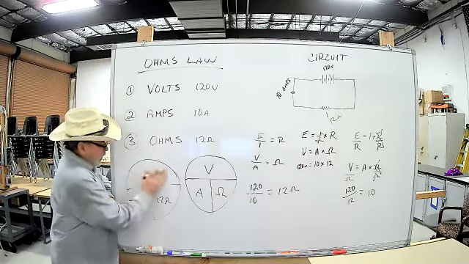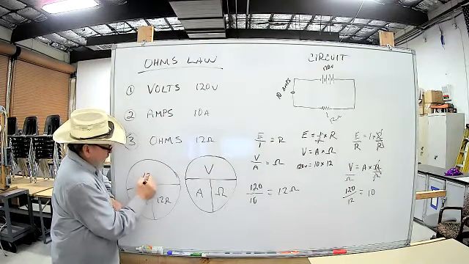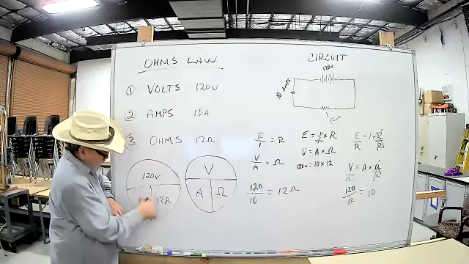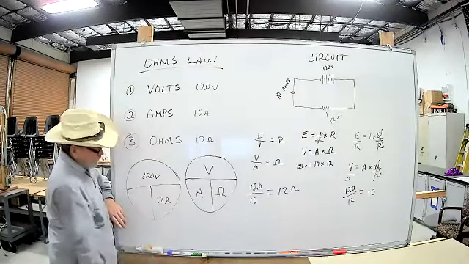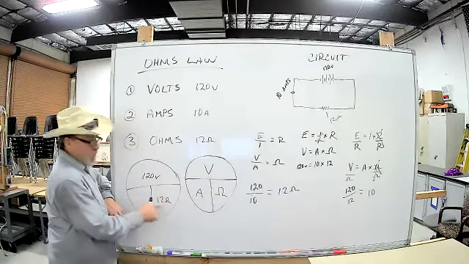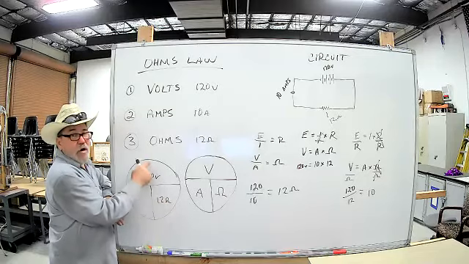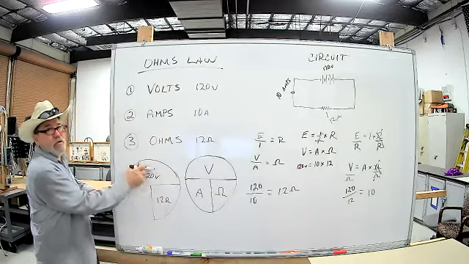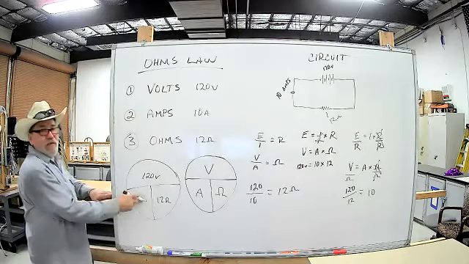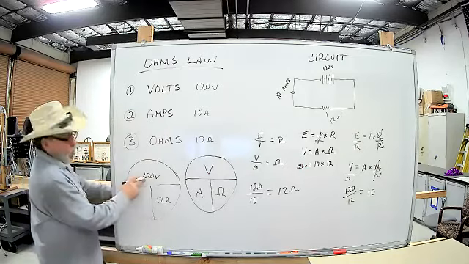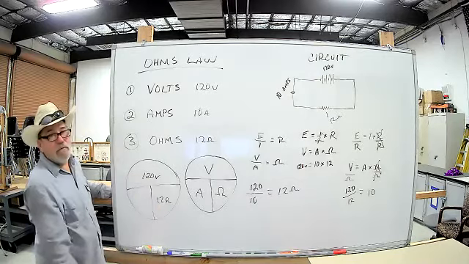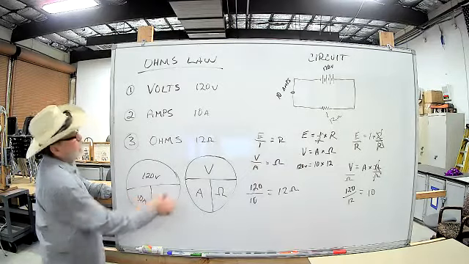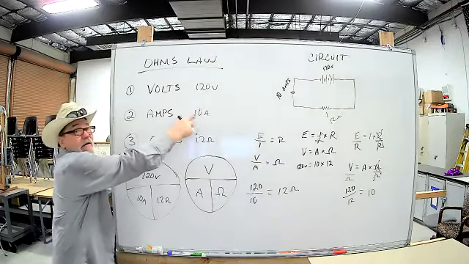But let's say we already know we have 120 volts, but we don't know our amps, all right? Then, if you know one on the bottom and you have your volts on top, all you got to do is divide the bottom one into the top one, and you fill in the empty square. So 120 divided by 12 is going to be 10 amps. Looky there. Imagine that. It worked again.